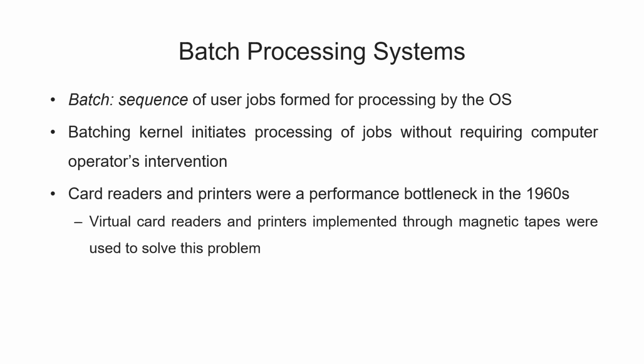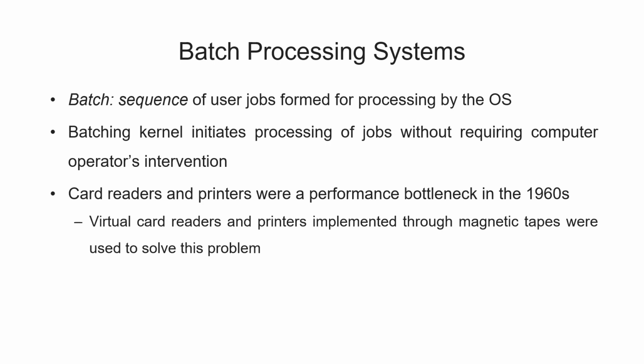The card readers and printers were a performance bottleneck in the 1960s. So virtual card readers and printers implemented through magnetic tape were used to solve these problems. During that time virtual devices were implemented, with the virtual card reader and printer implemented through magnetic tape. That was used to solve this particular problem, and by using that we can improve the throughput.